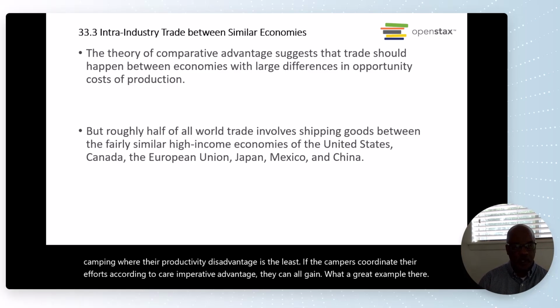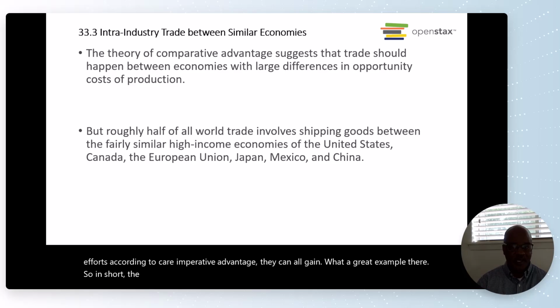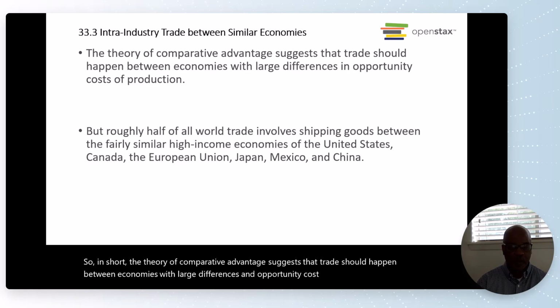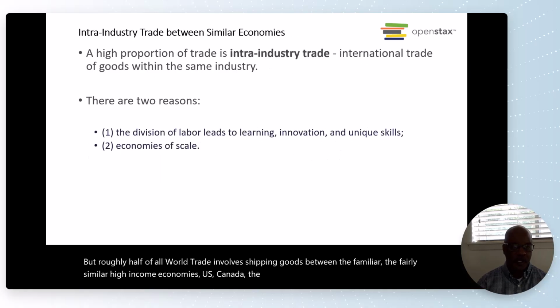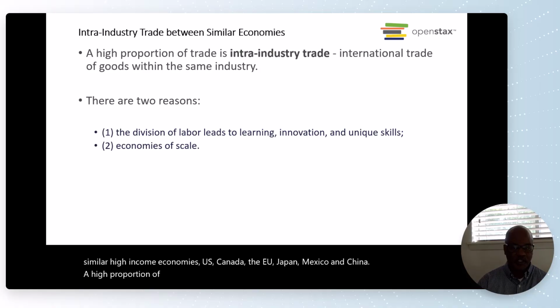So, in short, the theory of comparative advantage suggests that trade should happen between economies with large differences in opportunity cost of production. But roughly half of all world trade involves shipping goods between the fairly similar high income economies: US, Canada, the EU, Japan, Mexico, and China. A high proportion of trade is intra-industry trade, international trade of goods within the same industry.